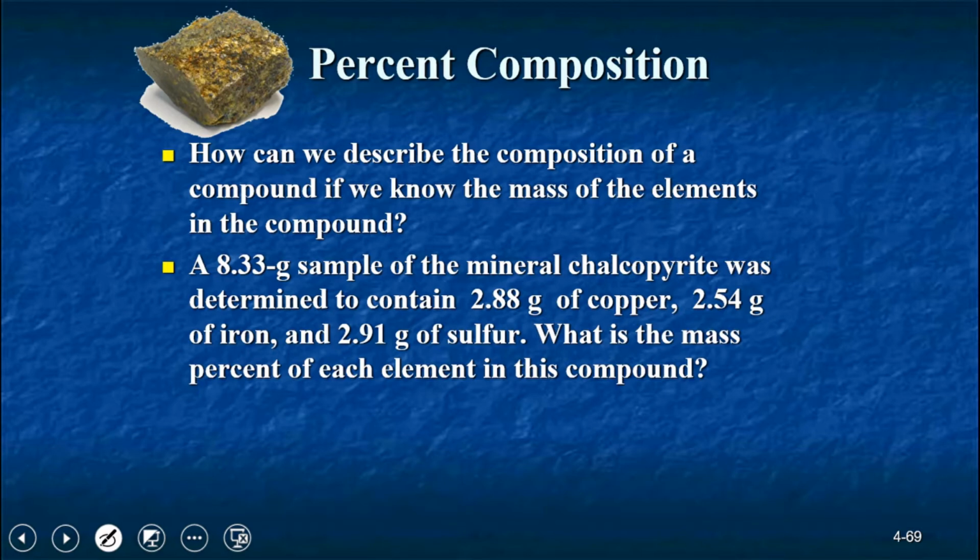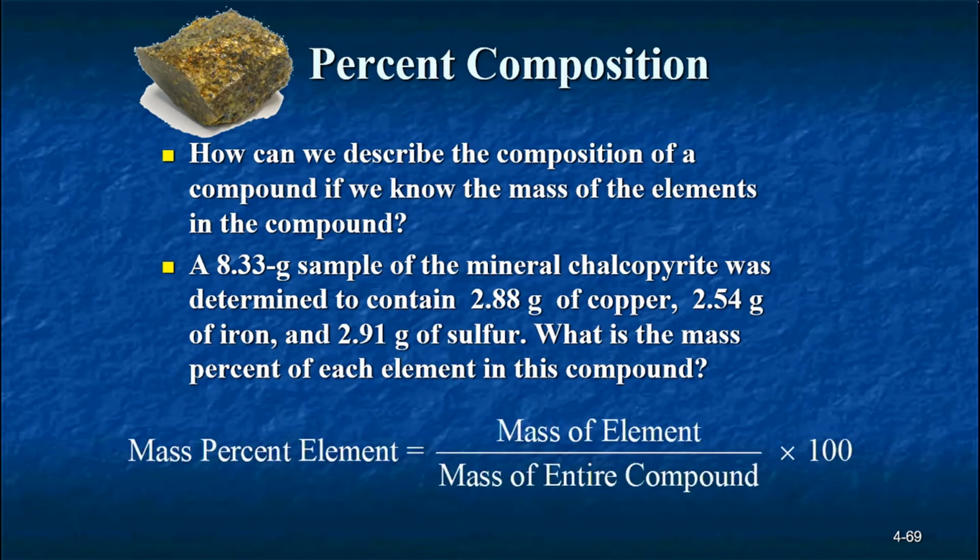Don't forget, our formula here is mass percent is the mass of the element divided by the mass of the entire compound, in this case actually the sample, times 100%. To solve this problem, we're going to go to our paperboard here, and then we'll come back to the slideshow. Okay, we are going to see how to solve this problem. Our goal is to find the percent composition of this compound according to the sample that we're studying.